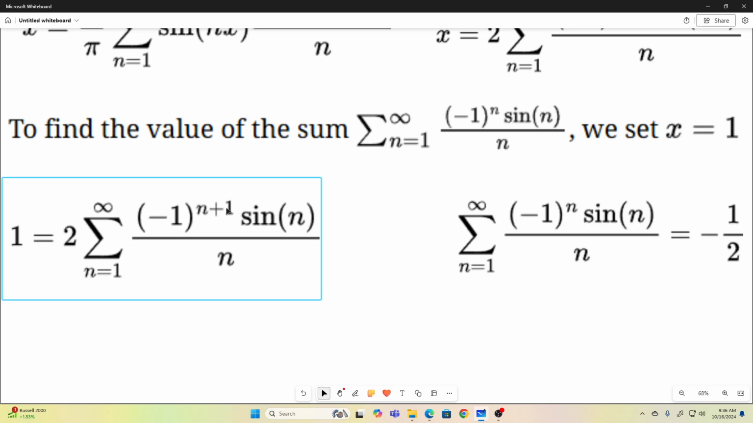All we do is take 1 away from this index right here and introduce a negative sign and then divide by 2. So we find that the sum as n goes from 1 to infinity of (-1)^n times sin(n) over n evaluates nicely to negative 1/2.